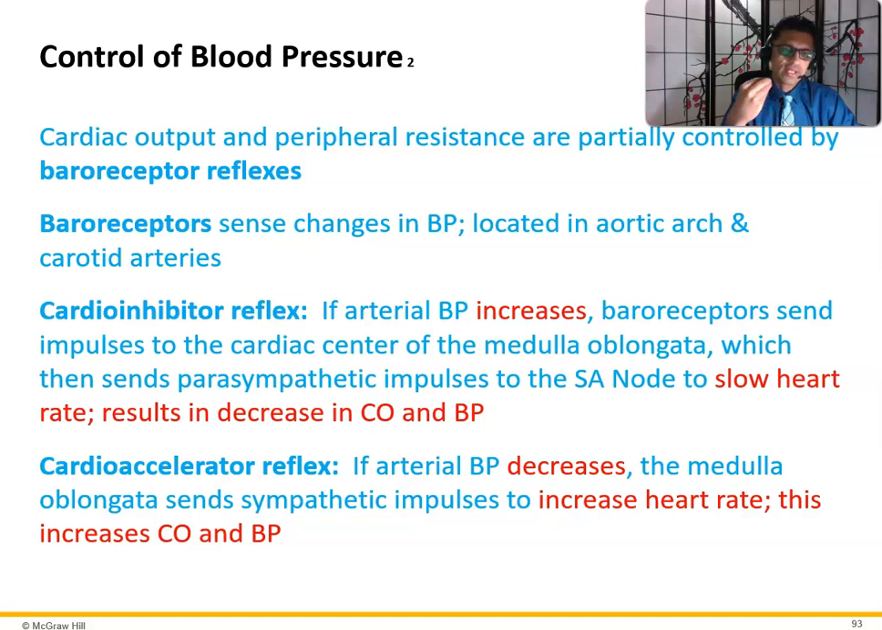Then you have a cardioaccelerator reflex. If arterial blood pressure decreases, my blood pressure is low, the medulla oblongata sends sympathetic impulses to increase the heart rate. This increases cardiac output and enhances blood pressure.